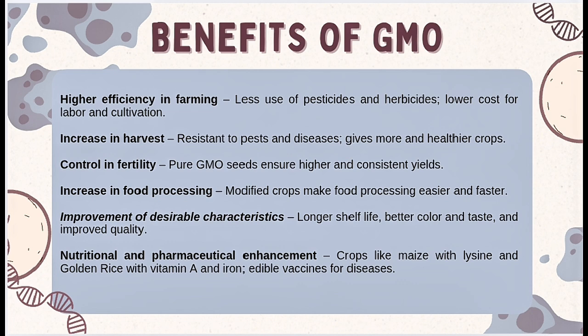And lastly, nutritional and pharmaceutical enhancement. Some GMOs are made to be more nutritious, like golden rice, which contains vitamin E and iron, and maize that is rich in lysine for protein. There are also edible vaccines developed from GMO plants that can protect people from diseases like diarrhea and viral infection. Overall, GMOs help make farming easier, increase food production, and improve the quality and nutrition of what we eat.